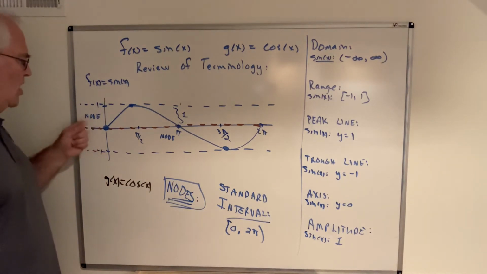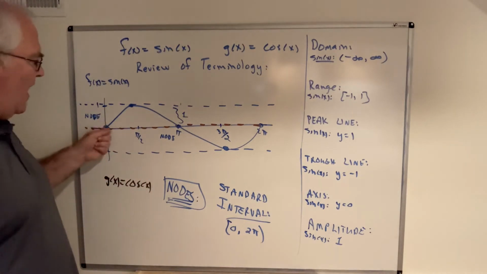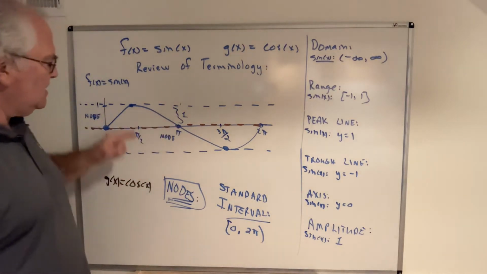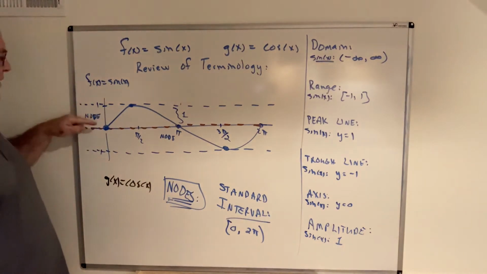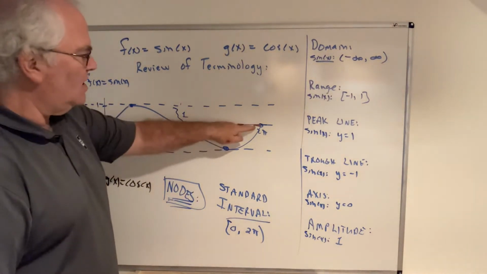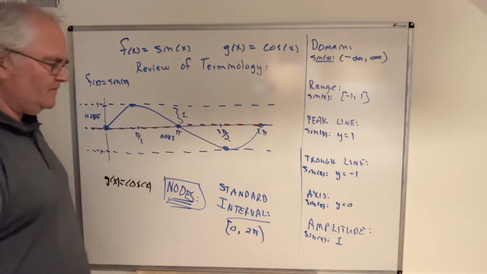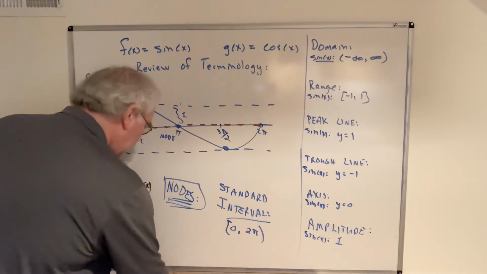All right, so the node, N-O-D-E. Each node is a point where the graph crosses the axis. So the way to think of it is sine: node, peak, node, trough, node. Node, peak, node, trough, node. All right?